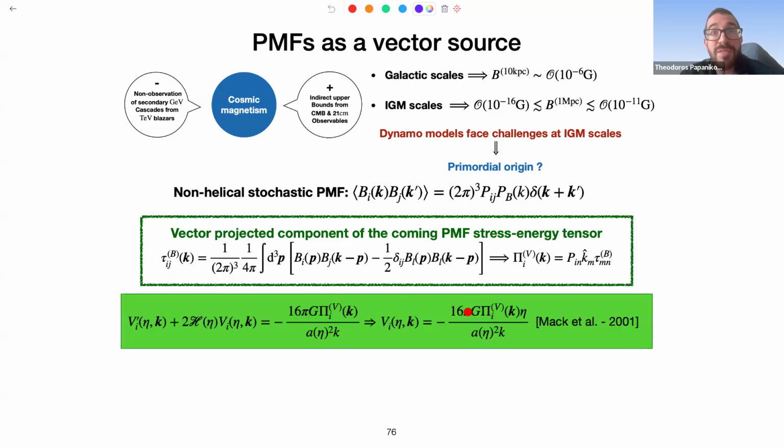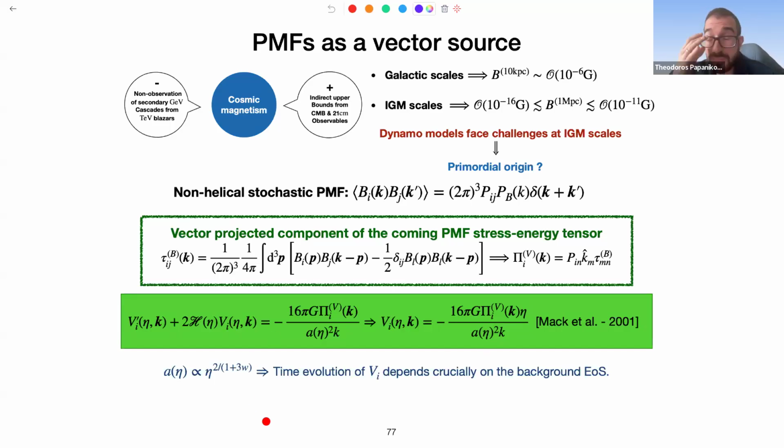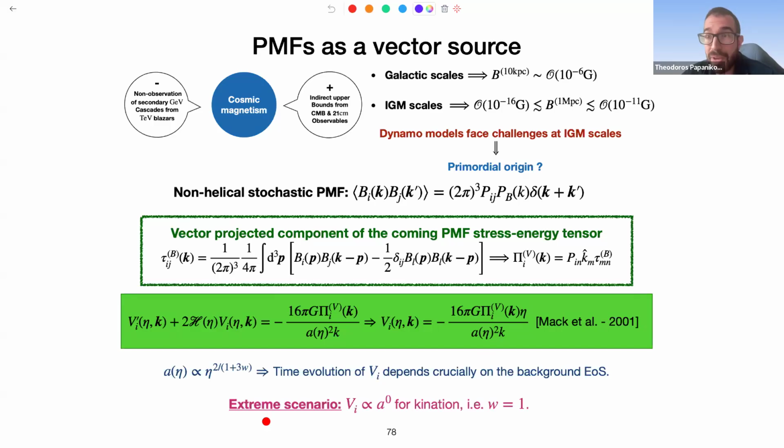This equation can be solved analytically, with the solution taking this form, and as you can see, VI is proportional to the magnetic anisotropic stress and has a time dependence which crucially depends on the equation of state of the background. In particular, we saw that if we have stiffer and stiffer equations of state, we have a decay of the vector modes which is slower and slower. And in the extreme case where we have kination, so w equals 1, we have a constant vector mode, so we have sustained vector metric perturbations which can induce gravitational waves, as we will see in the following.